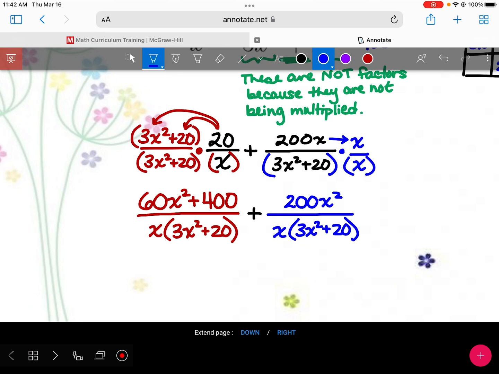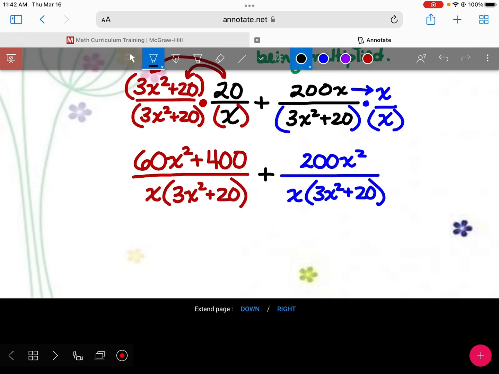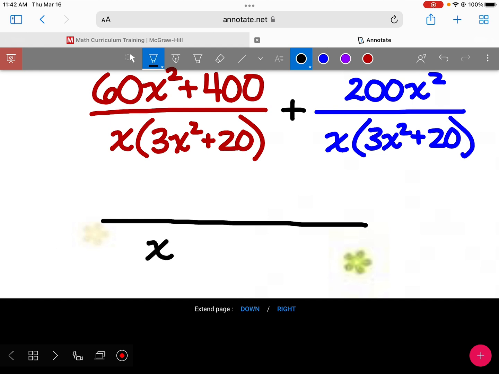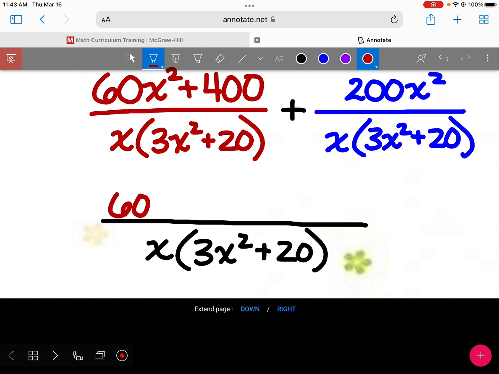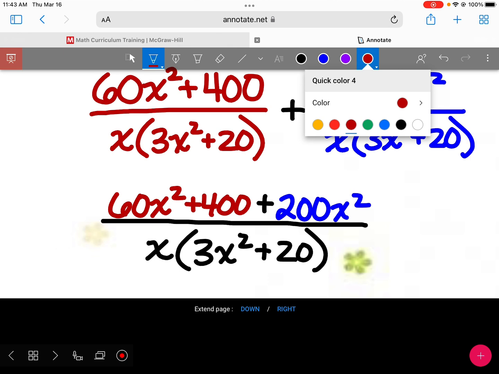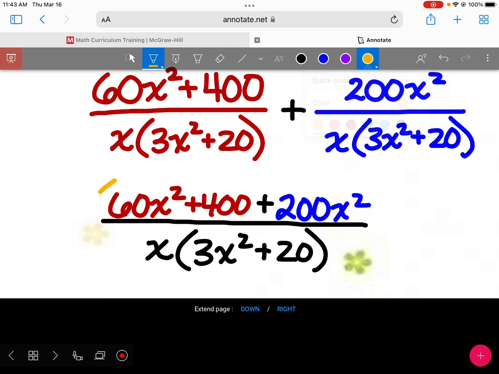Do I have a common denominator? Yes. So I'm going to add those numerators together. My common denominator is just going to be the denominators of each of these. X times 3x squared plus 20, just written once. I have 60x squared plus 400, yes, plus 200x squared. Do I have any like terms in the numerator? Yeah. 60x squared and 200x squared. These are like terms.